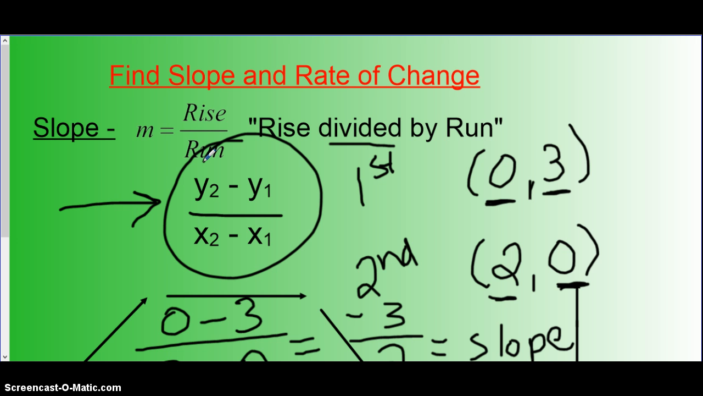And it doesn't matter if this one was your first coordinate point or this one was your second coordinate point, as long as you label them and you make them consistent so that they go in the same order within your equation.